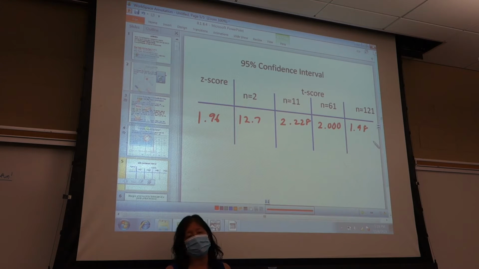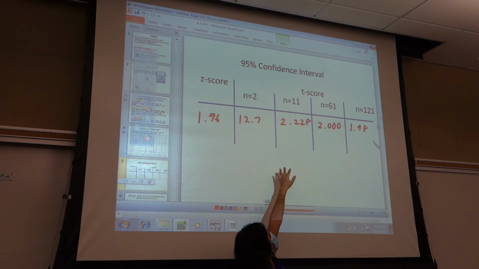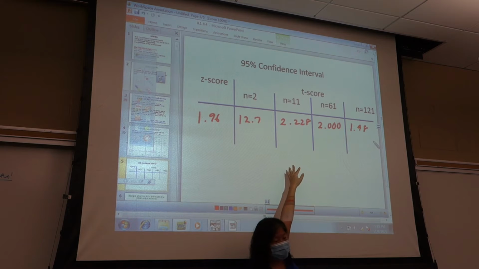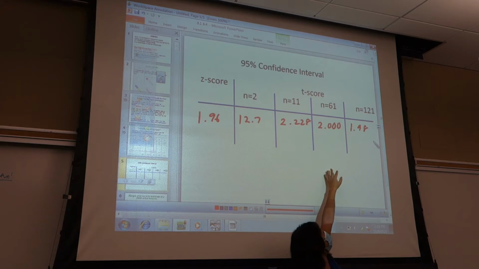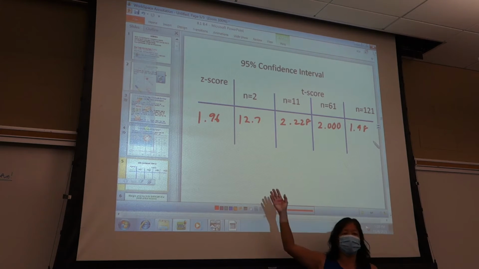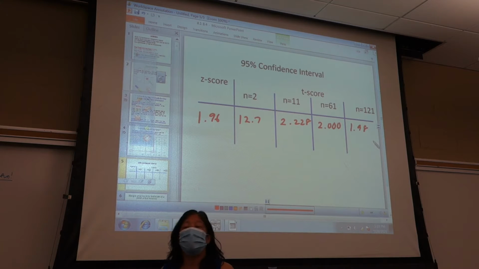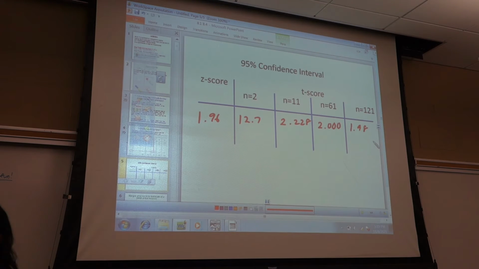Right, it starts off huge, because if you have a sample size of 2, the two values can be right on top of each other, right? Their standard deviation might not be at all indicative of what it really should be. So a really large t-score, but as n gets larger, the t-score drops down and gets closer and closer to 1.96, the actual z-score. Why? Because as your sample gets larger, your S gets closer and closer to what sigma should be. It gets better and better.